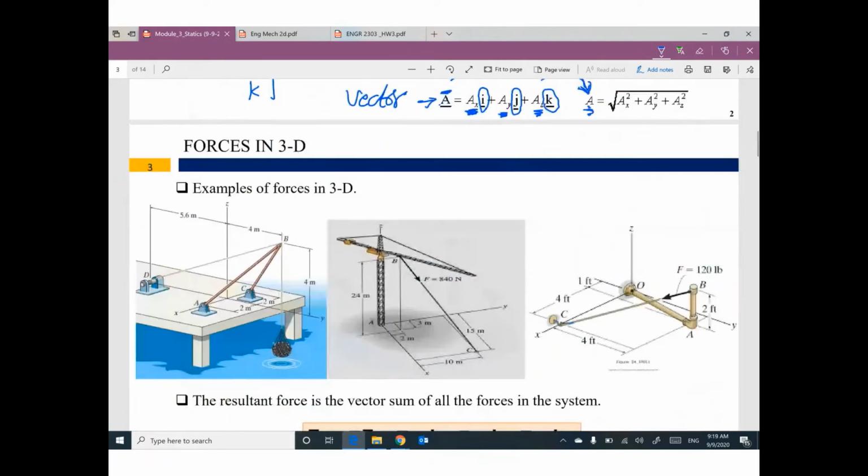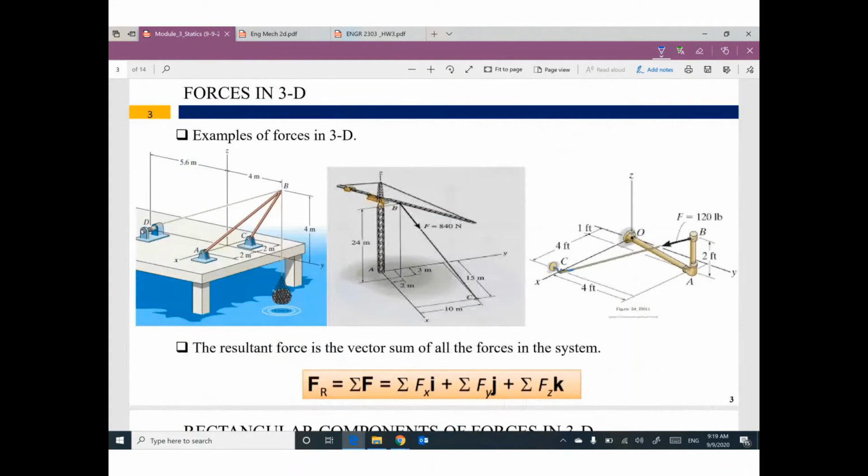Examples of forces in 3D, like this one. We have X direction, Y direction, and Z direction. We have many things in 3D: this cable, this member or this member, and this vertical member. So we have different dimensions, X, Y, and Z. Something looks like this tower. We have three dimensions, X and Y and Z. Like this one, we have three dimensions, X and Y and Z.